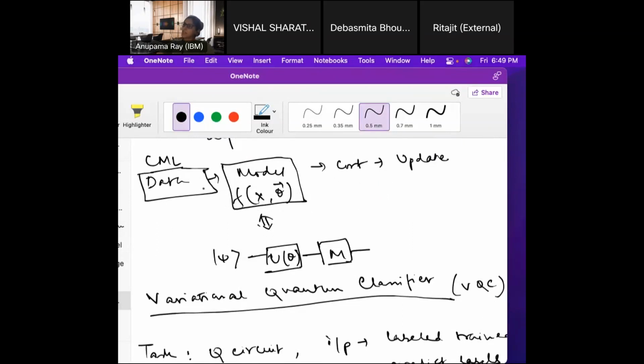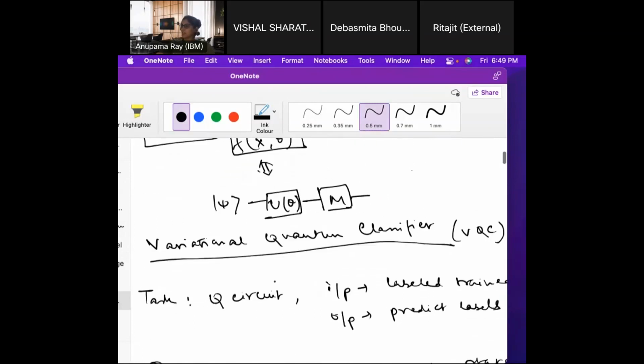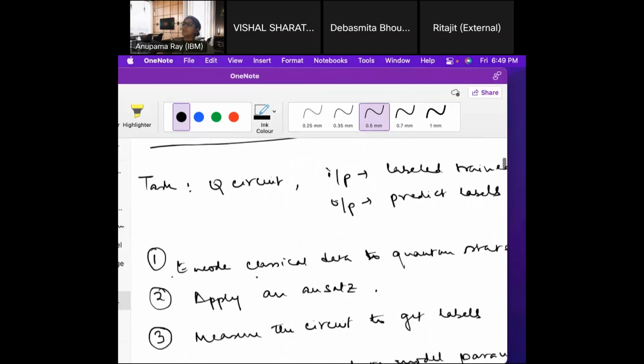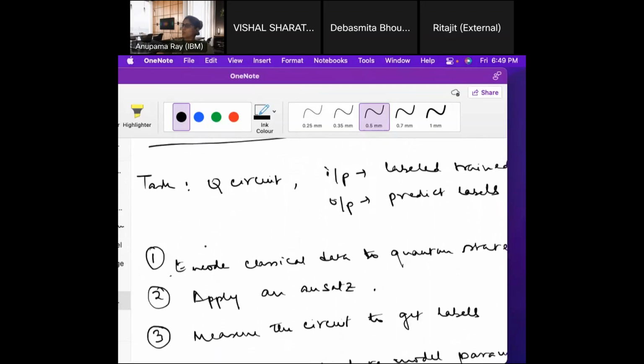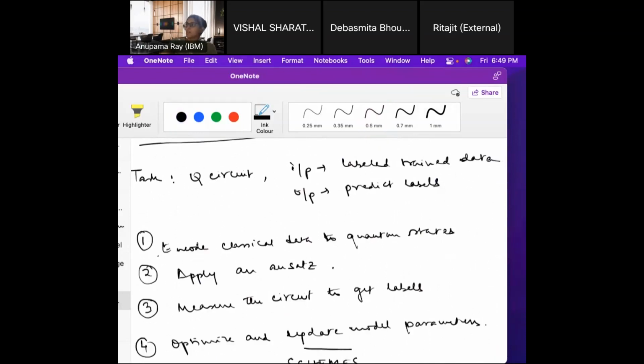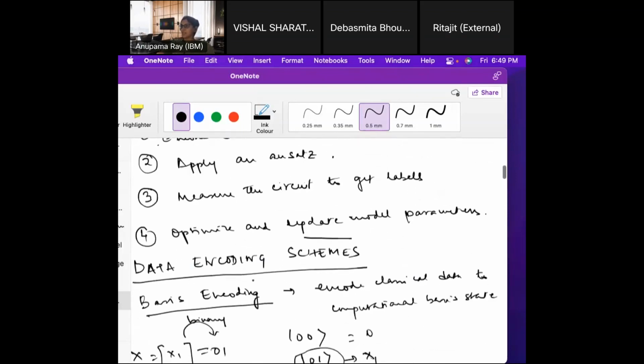Now, what you are trying to do in quantum machine learning is replace this classical model with a variational algorithm. For example, we are talking about the variational quantum classifier here, right? Now here, what is your input? You'll design a quantum circuit wherein your input is your labeled training data and your output is your predicted labels, and these are the steps that we spoke about.